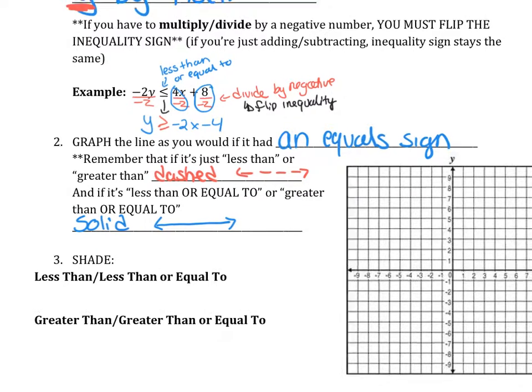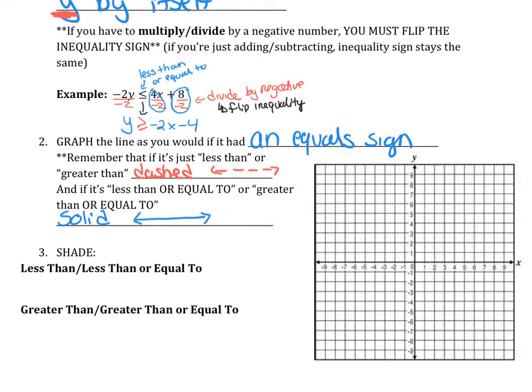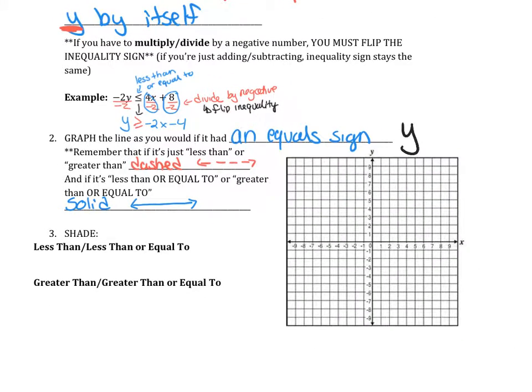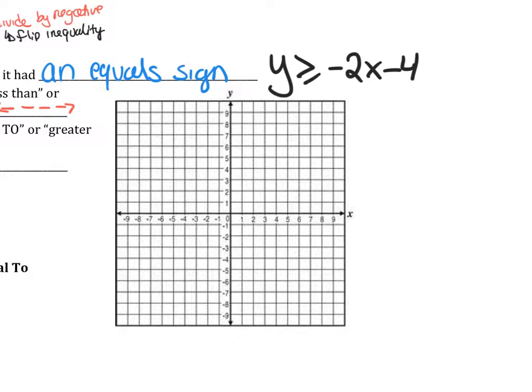Okay, so let's do that part, the graphing. So we have our inequality that we solved for. Y is greater than or equal to negative 2x minus 4. So we first just graph it. We find our points just like if it was y equals negative 2x minus 4. So our negative 4 here is our y-intercept at the point (0, negative 4).